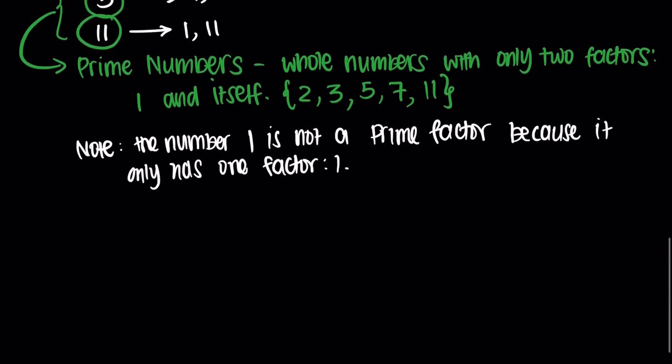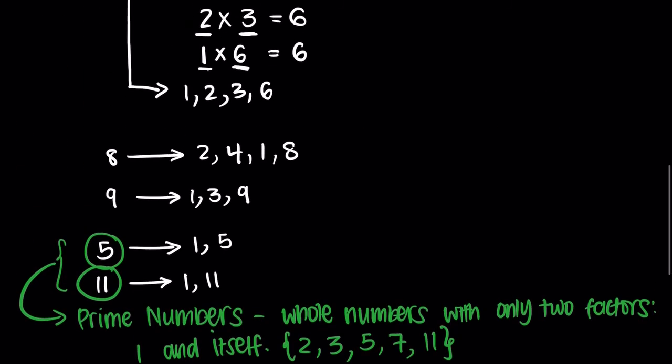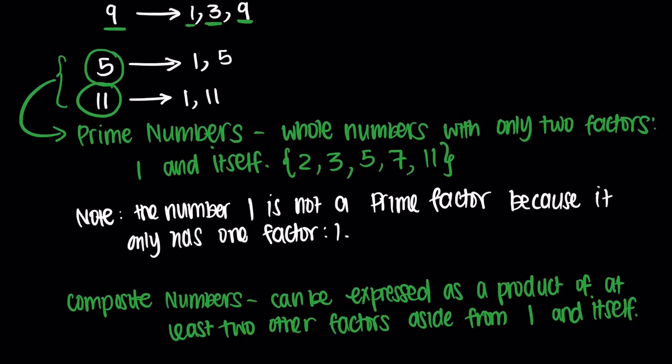So the last thing that we're going to look at for this video are composite numbers. And composite numbers are numbers that can be expressed as a product of at least two other factors aside from one and itself. So if we go back to the examples that we did above, we see that the number 9 can be expressed as a product of 1 multiplied by 9, but also as 3 multiplied by 3. Similarly for 8, the factors of 8 are 1 and 8, but 8 can also be expressed as the product of 2 and 4. Hence, 8 and 9 are both composite numbers.